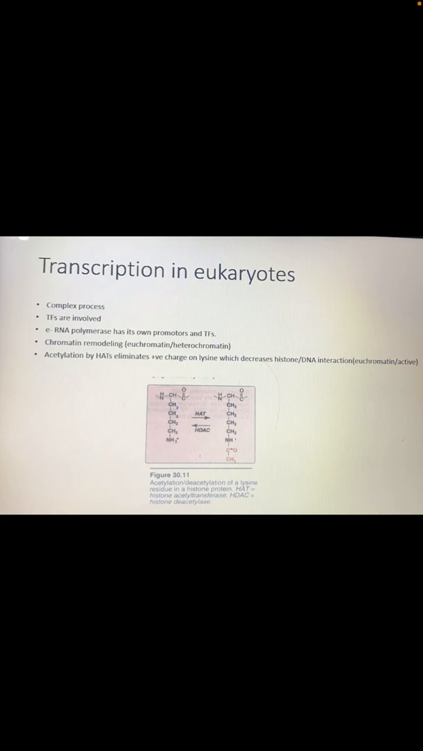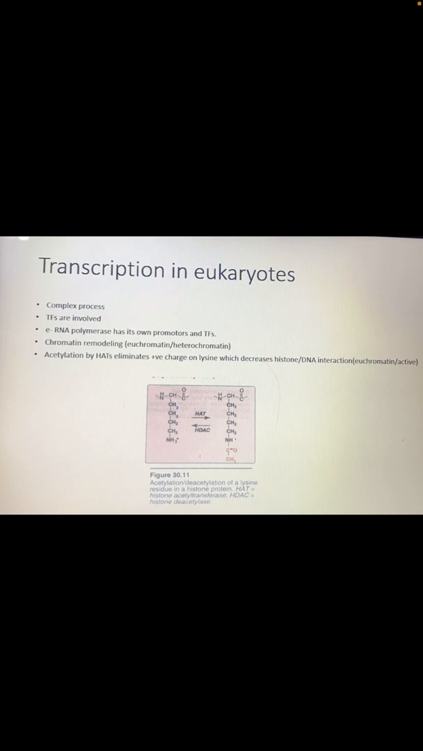Comparatively, in the eukaryotic system, transcription is a very complex process. Just like transcription in prokaryotes, the eukaryotic transcription mechanism is very complex, and many transcription factors are involved for the process of transcription to be carried out. So E stands for eukaryotic. Eukaryotic RNA polymerase has its own promoters and transcription factors.